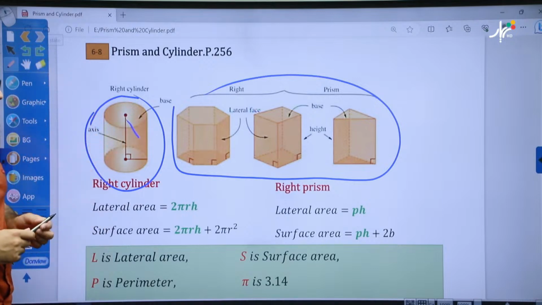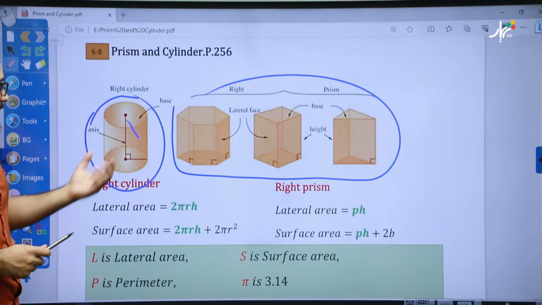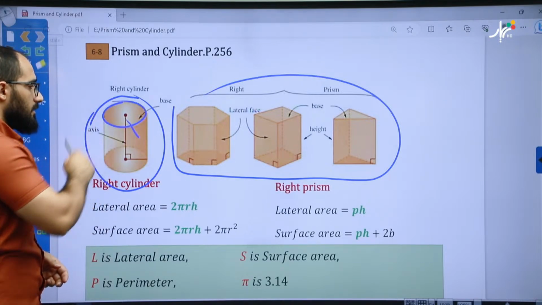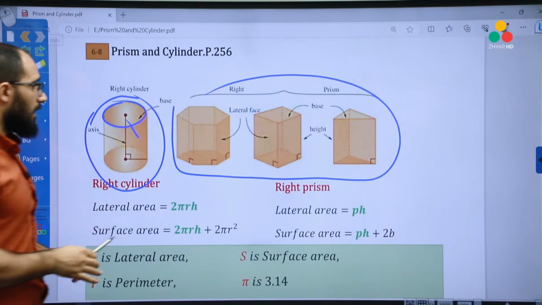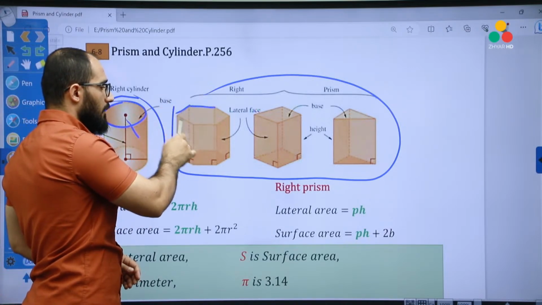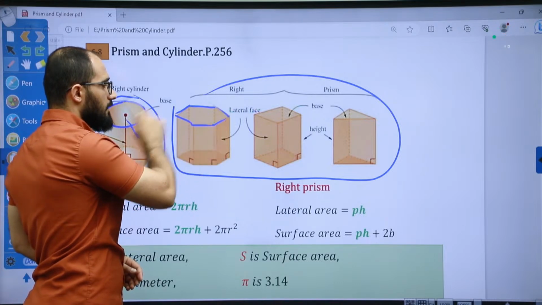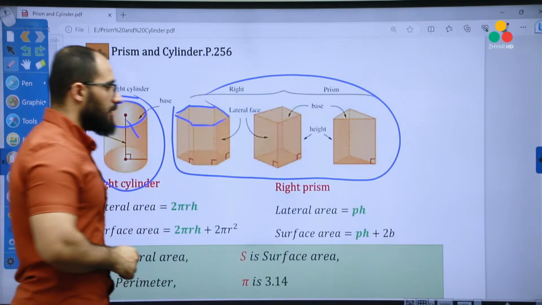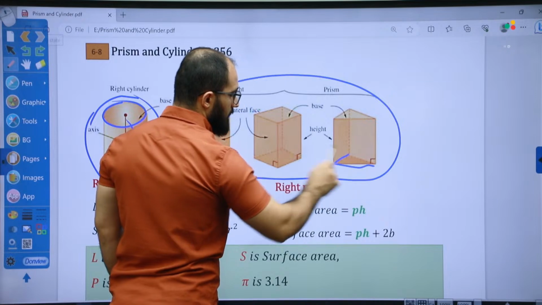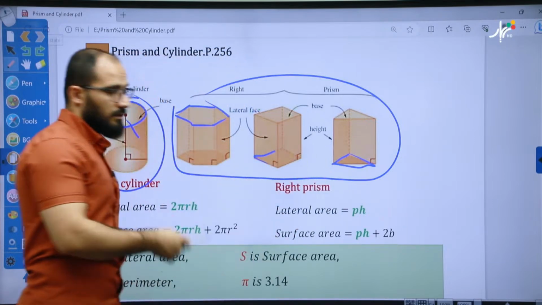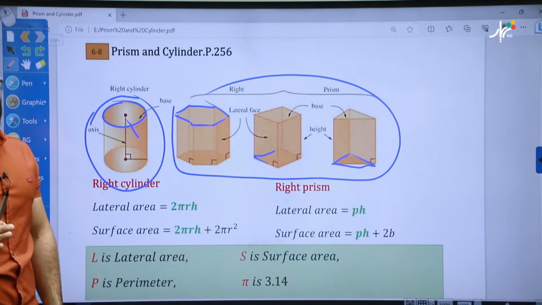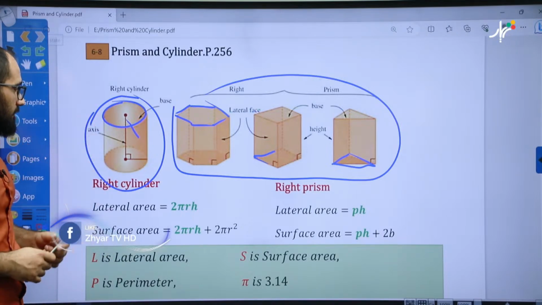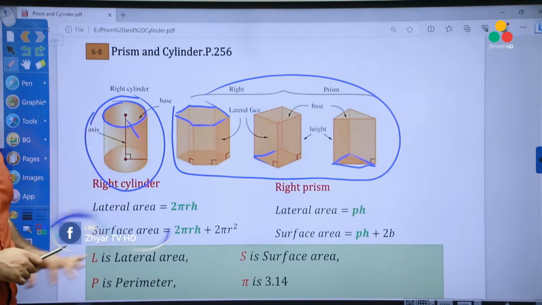For the right cylinder, it has only, let's say, one form, that the base is a circle. But for right prism, the bases are different. Sometimes the base, like this one, is a 1, 2, 3, 4, 5, 6, it's a hexagon. Sometimes it is a triangle, sometimes it is a rectangle, or sometimes it's a square. So for right prism, we have different bases, but for cylinder, it is a circle.